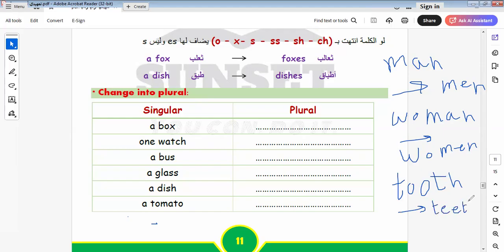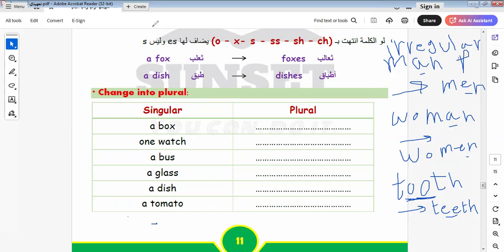So here is the difference: we replaced o by e. Here in man, it will be replaced by e. Here in woman, women, we replace a by e. Okay, this is a plural noun. This is called an irregular plural noun. Irregular plural nouns.